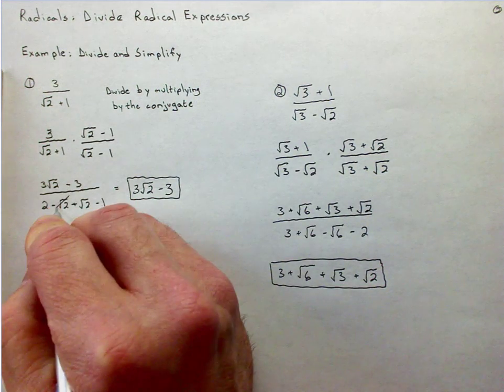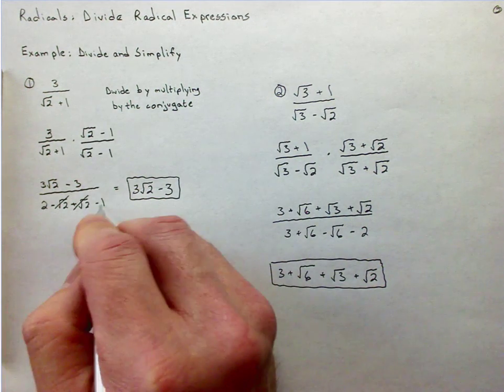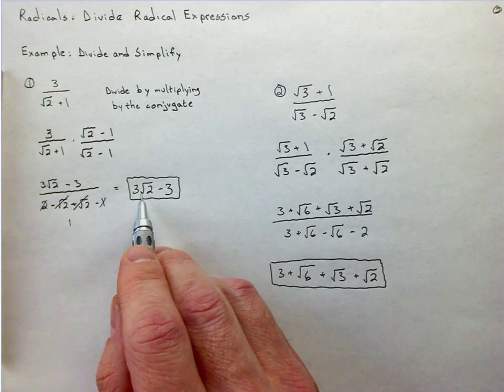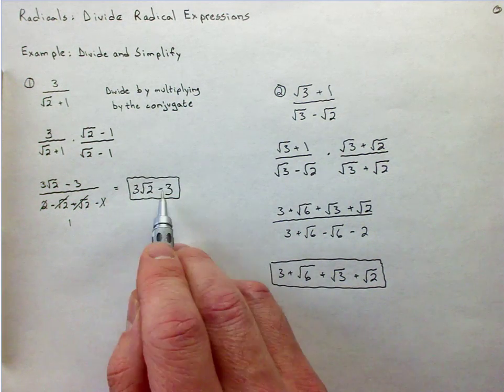These cancel. They're opposites of each other. I'm left with 2 minus 1, which is 1. Therefore, my final answer is 3 radical 2 minus 3.